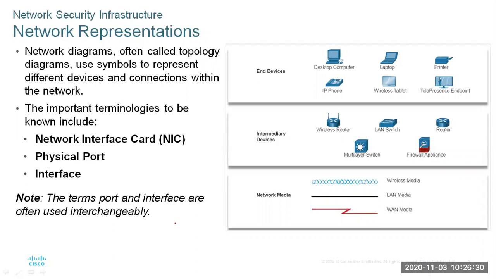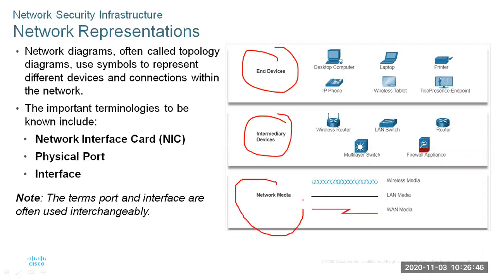Now, in the lesson, we're going to be making use of certain devices, and these devices are grouped or categorized. We have the end devices, we have the intermediary devices, and we have the network media. These are the symbols that we're going to be using to represent them. Once you see this, you know it's a desktop. Once you see this, you know it's a wireless tablet. Once you see this, it's a printer, and so on and so forth.